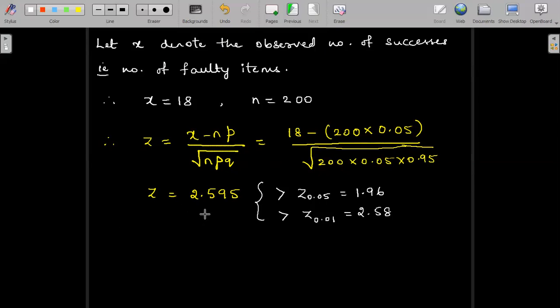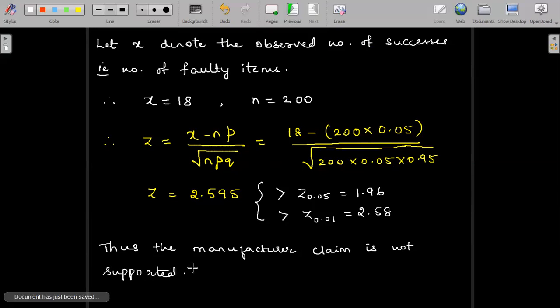Since the calculated value is greater than the table value, we conclude that the hypothesis is not accepted, or it is rejected. That is, his claim is not supported. Thus, the manufacturer claim is not supported, the hypothesis is rejected.